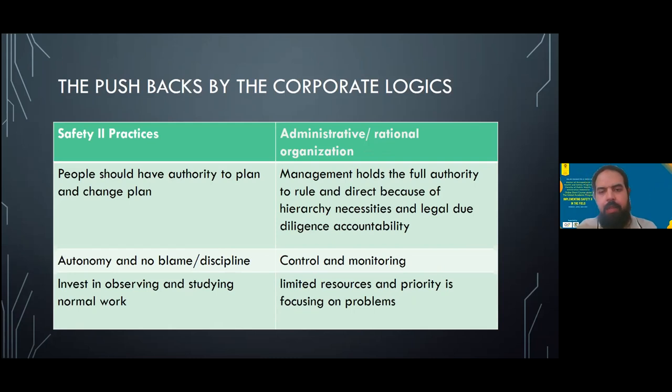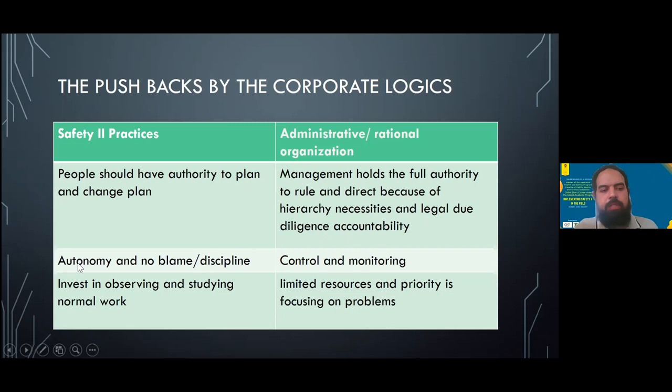But on the other hand, what are the administrative organization and management rules? The management holds the full authority to rule and direct because of hierarchy necessities and legal due diligence accountability. This is one of the very fixed ideologies of management. If management is not the ultimate authority to control and give directions, who else? So this really contradicts the very basic imperatives of management and organizational administration rationality.